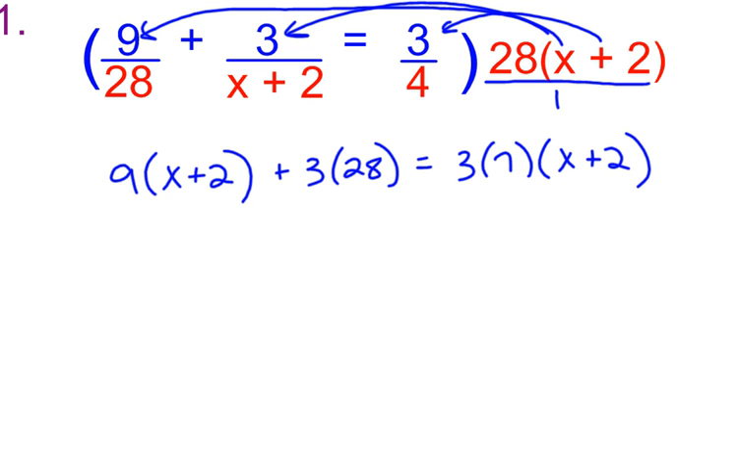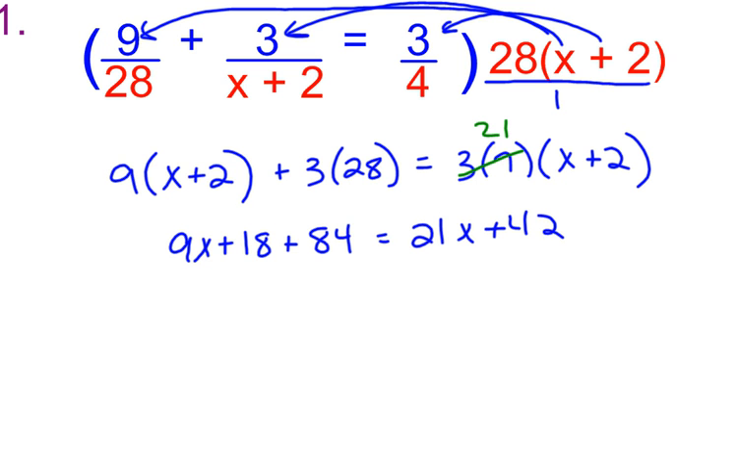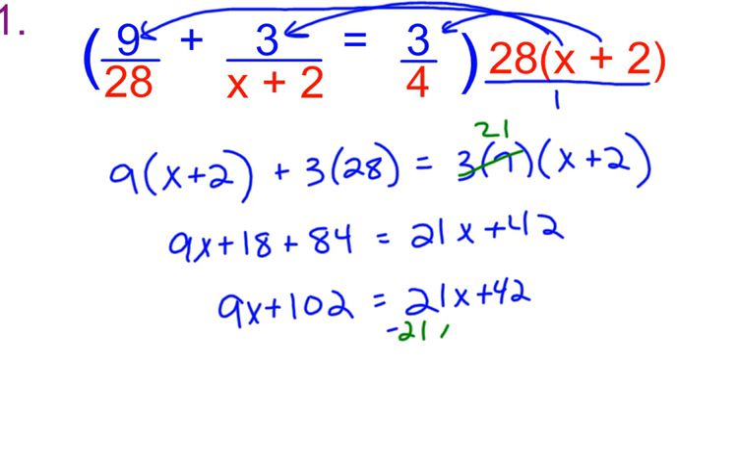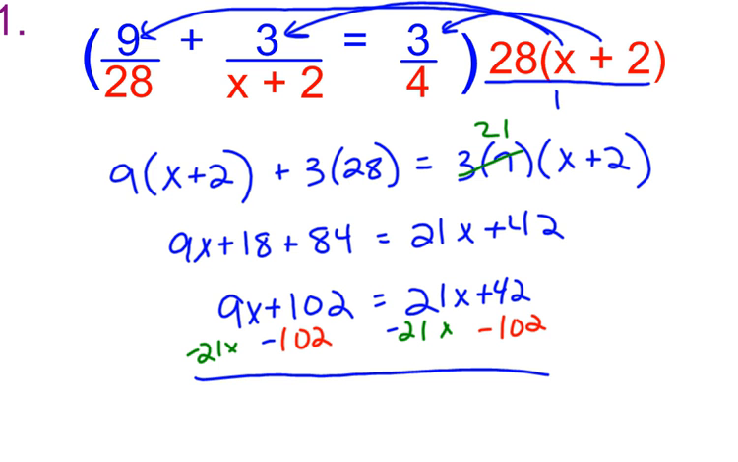So from here, this is a pretty basic problem that I can solve. I would distribute my 9, so I'd get 9x plus 18, and then 3 times 28 is 84. And then this is really 21, right? So I distribute the 21 and get 21x plus 42. When I combine like terms on my left side, I'm going to minus 21x from both sides. I'm also going to minus 102. I like to do this in one step. So then I would have negative 12x equals negative 60. So I get x to be 5.